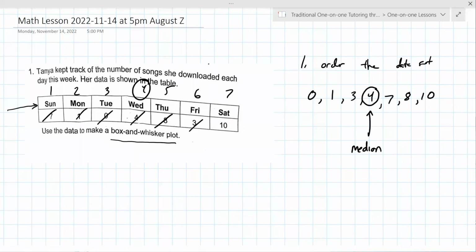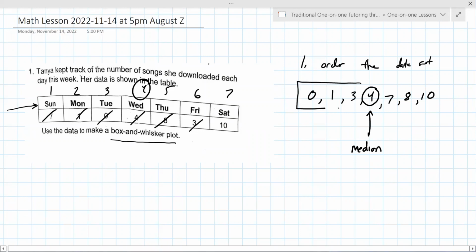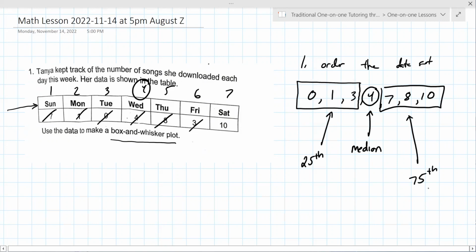Okay. Now, the next thing you need for a box and whisker plot is you look at the numbers to the left of the median, 0, 1, and 3. And you ask yourself, what is the median of these 3 numbers? That's 1. The other one would be 8. So the 1 is what's called the 25th percentile, and the 8 is what's called the 75th percentile.